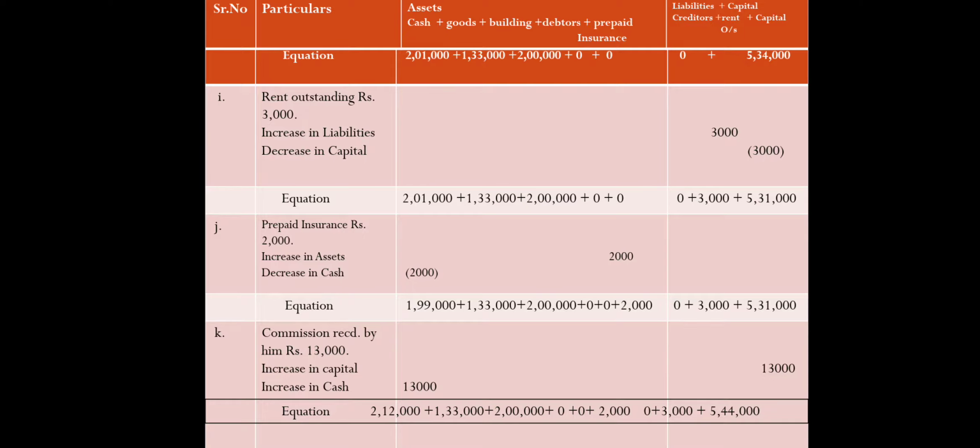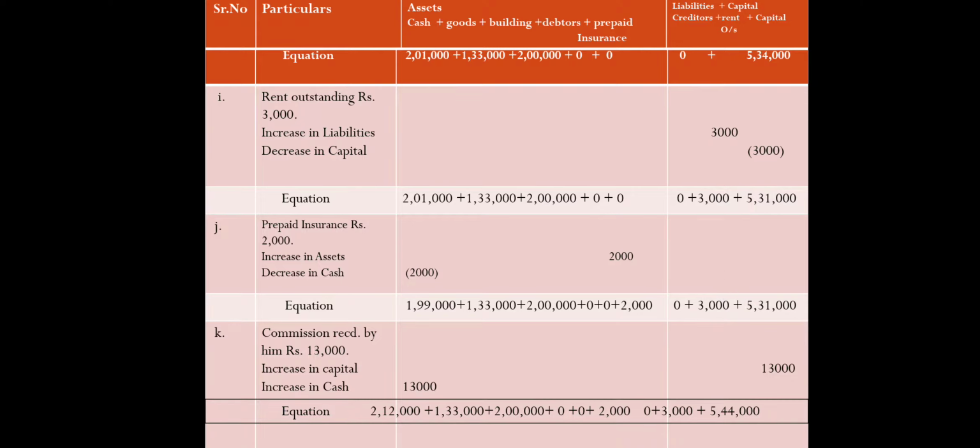So in this, a new column will be opened, that is rent outstanding on the liability side. You can see here rent outstanding on the liability side. So I have prepared a new column over here, 3,000 rupees, and capital will also decrease by 3,000 because the expense is already incurred. So capital reduces, and the new column will be on the liability side because the payment is yet not made. When the payment is not made, that means it is our liability.